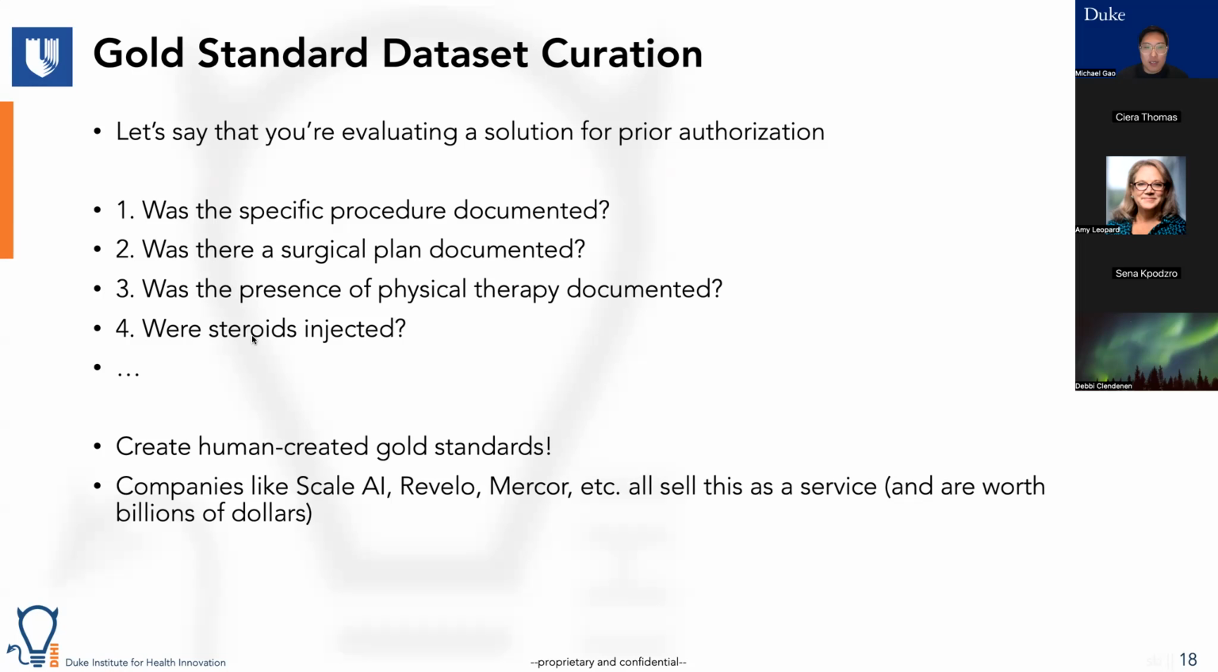So companies like Scale AI, which was recently acquired by Meta, Revelo, Mercor, a lot of these AI firms all sell human annotation gold standard data set creation as a service, and they're worth billions of dollars because this is truly the secret sauce in making sure that large language models are trained correctly. And very much the same goes for evaluating end user use cases. There's only one way to really tell whether it works, and that is to create a broad data set on which to evaluate.